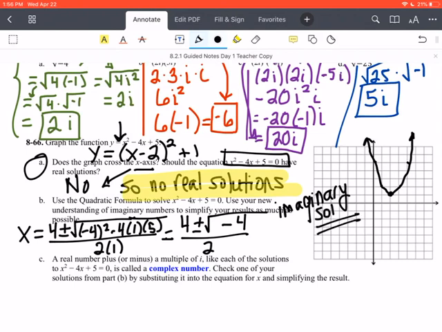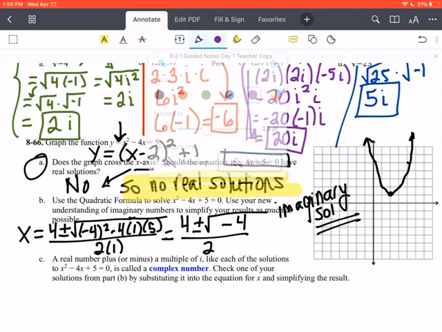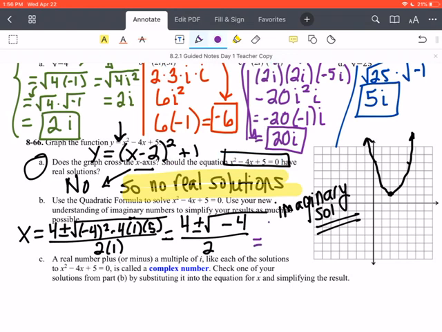So at this point, we could continue on now, and we can say, what are the imaginary solutions going to look like? You're going to keep your 4 plus or minus, but what is the square root of negative 4? Well, the square root of negative 4 was given to us on problem A of 65, and the square root of negative 4 is equivalent to 2i. And we're still going to divide it by 2.